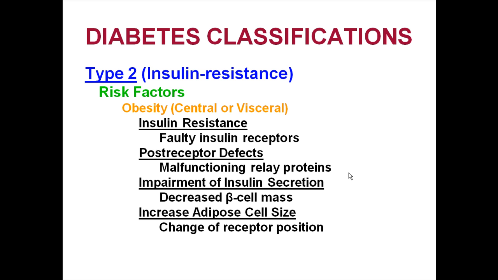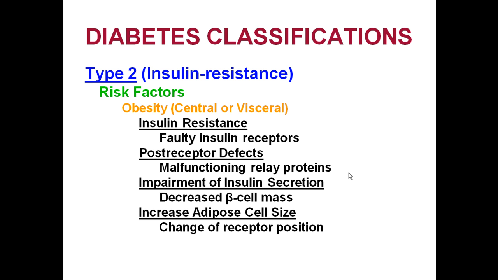So the non-jiggly one, or central visceral, is the highest risk factor that can lead to insulin resistance. It can lead to post-receptor defects, which basically means that the signal gets to the receptor, but the relay of proteins inside the cytoplasm of the cell never reaches the nucleus, which is the instructional area where they actually make the insulin transporters that are going to be embedded into the plasma membrane.